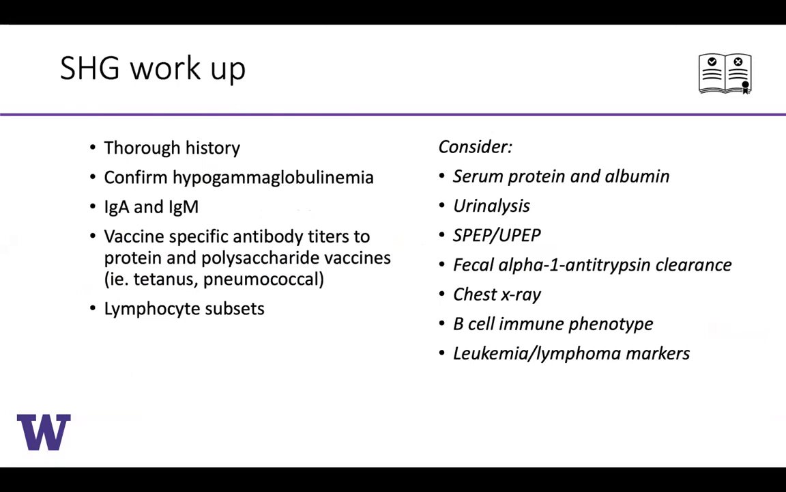So in terms of workup, we've gone through this. It's pretty straightforward, pretty self-explanatory. A thorough history is very important. We should confirm hypogammaglobulinemia, so don't go off a single measurement. We demonstrate that it is sustained. Check other values that are often abnormal: IgA, IgM, vaccine-specific antibody titers, lymphocyte subsets. Then depending on clinical history, a number of other studies can be considered to work this up.